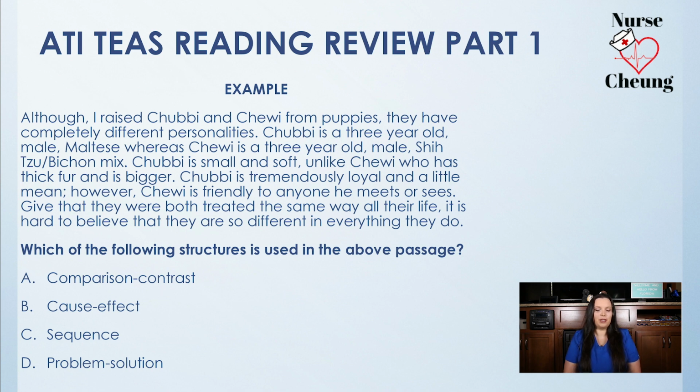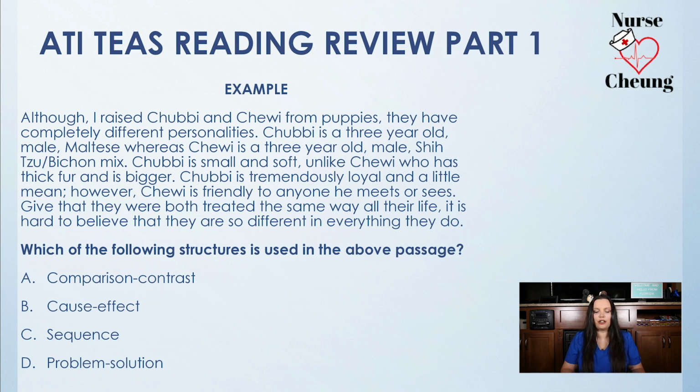Although I raised Chubby and Chewy from puppies, they are completely different personalities. Chubby is a 3-year-old male Maltese, whereas Chewy is a 3-year-old male Shih Tzu Bichon mix. Chubby is small and soft, unlike Chewy, who has thick fur and is slightly bigger. Chubby is tremendously loyal and sometimes a little mean. However, Chewy is friendly to everyone he meets and sees. Given that they are both treated the same way all their life, it's hard to believe that they are so different in everything it is that they do.